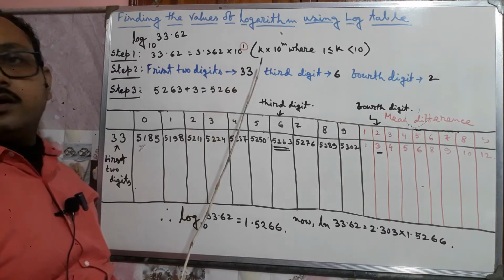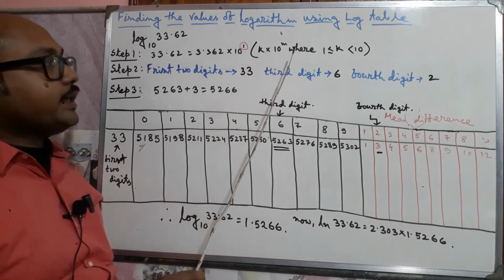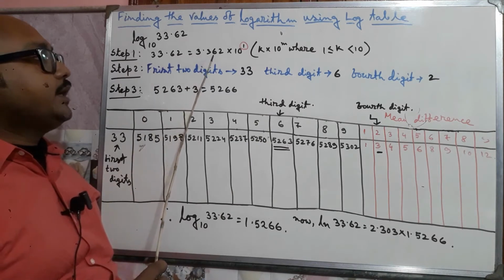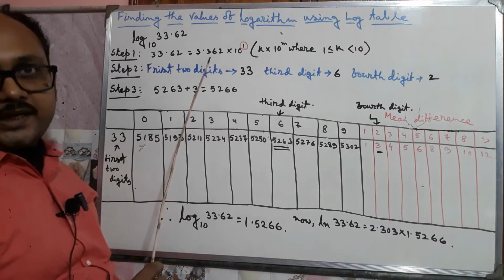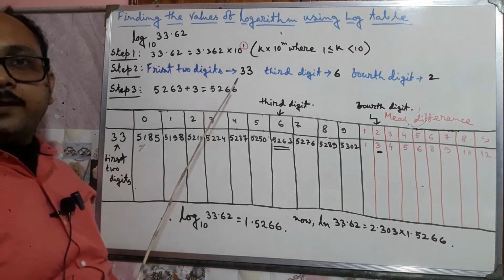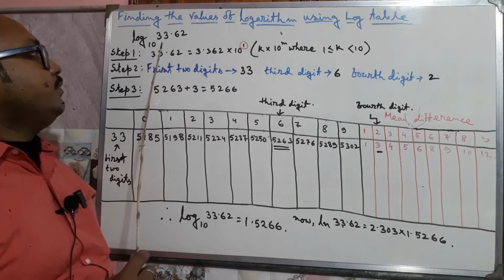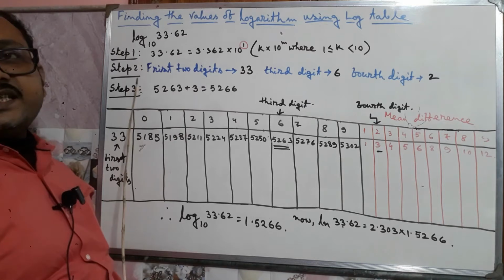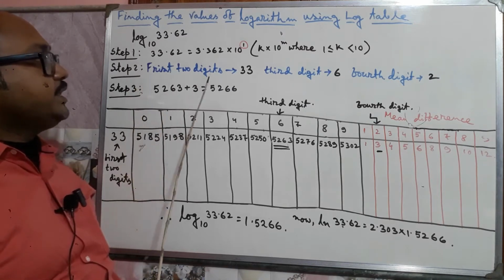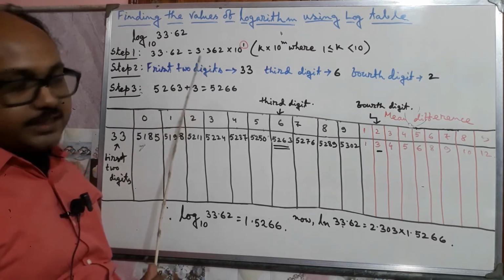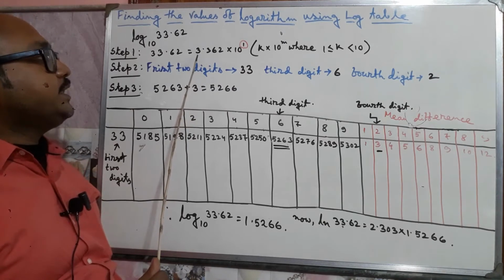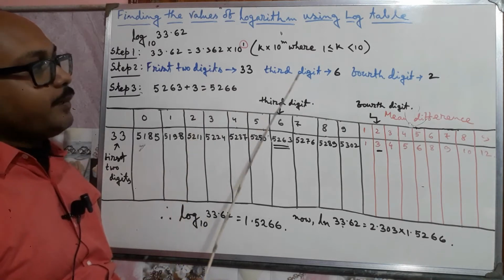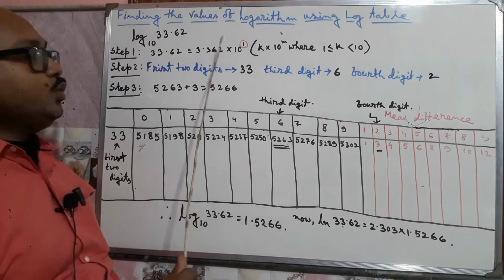to the power 1. Already we learned in lower classes, that we keep the number, which is greater than or equal to 1 but less than 10, into 10 to the power something. At first, represent the number, whatever is given, in this form. Then the second step: excluding the decimal point, the first two digits are 3 and 3, that is 33, the third digit is 6, and the fourth digit is 2.